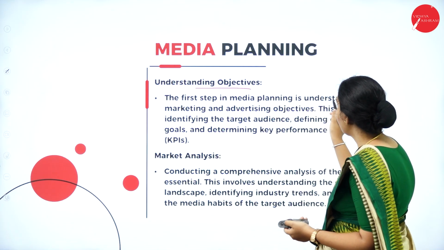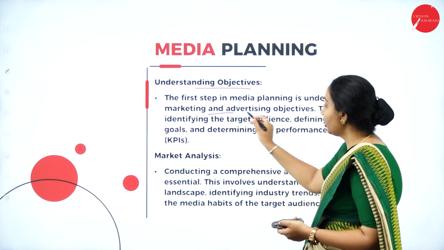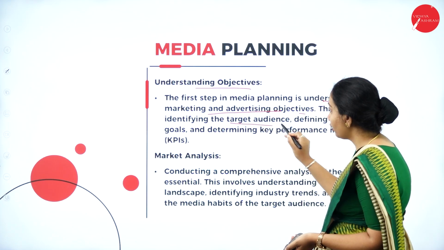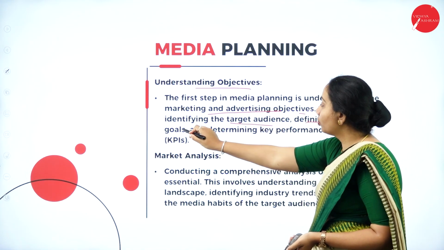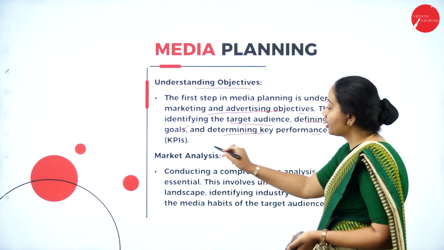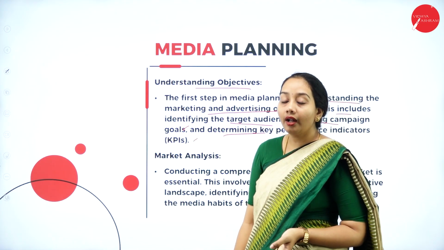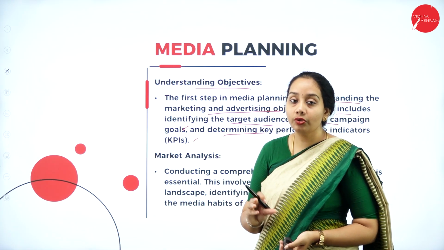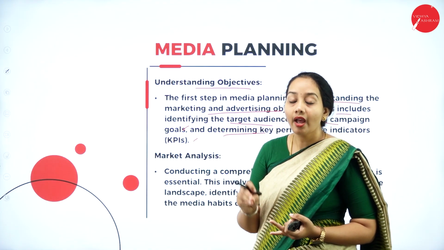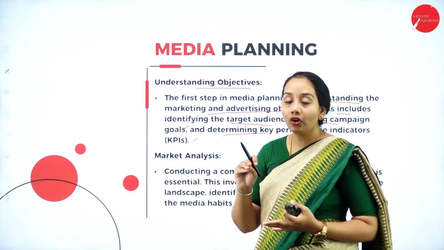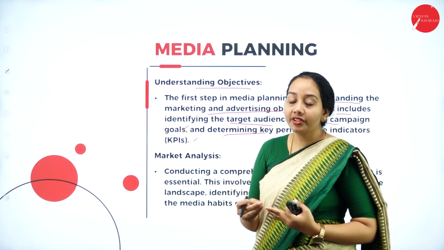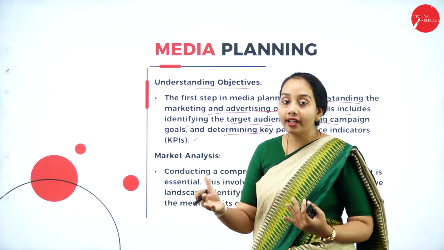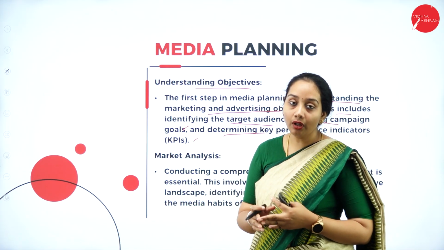So the first step in media planning is understanding the marketing and advertising objectives. This includes identifying the target audiences, defining campaign goals, and determining key performance indicators. So under the first planning step, understanding your objective, you need to analyze who your target audiences are, where they will be available, and what the key performance indicators, or KPIs, are, which is an efficient way to analyze whether your campaign has been successful or not.